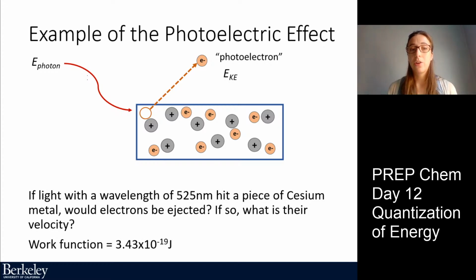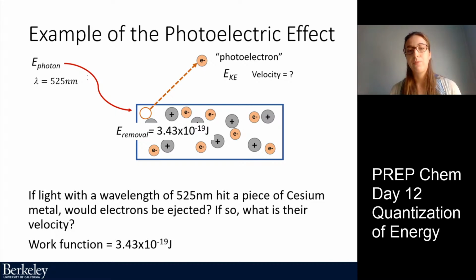When we get started on a problem, it's always helpful to draw out a diagram and then write down the quantities that we know and identify what the quantities that we are trying to find are. So we know that our photons have a wavelength of 525 nanometers. We know that the energy it takes for us to remove an electron is 3.43 times 10 to the negative 19th joules. And what we're looking for is the velocity of the electron.